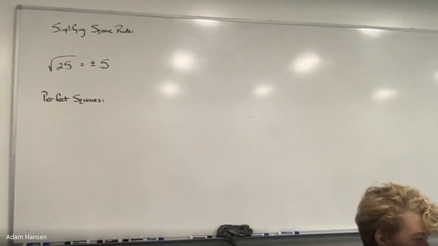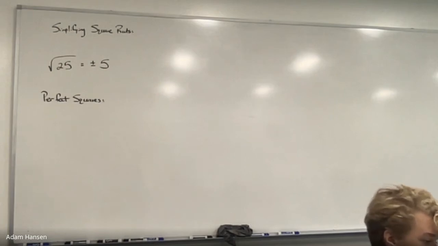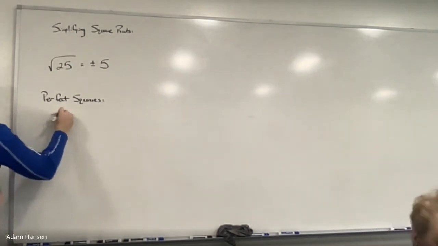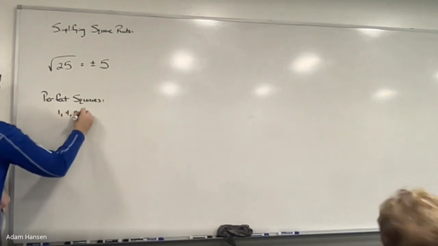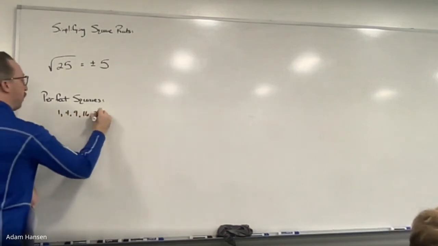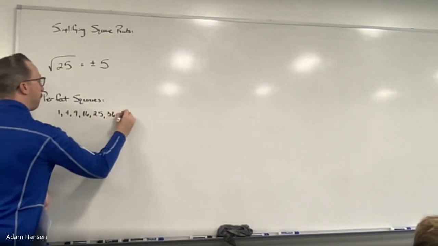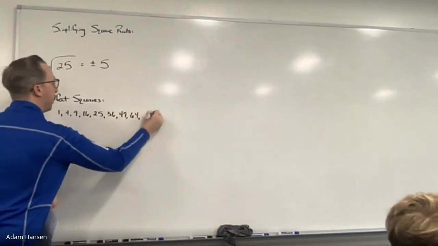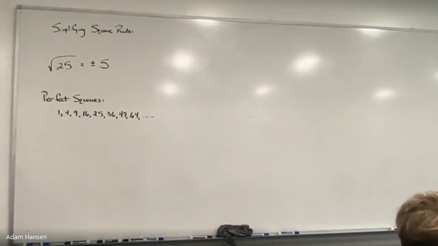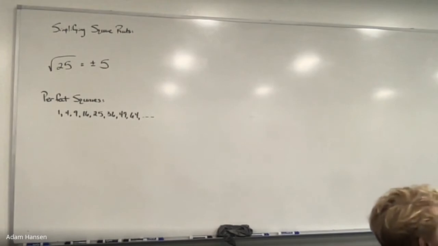Perfect square, multiply a number times itself. For example, what's 1 times 1? 1. 2 times 2? 4, 9, 16, 25, 36, 49, 64. And we can just keep going. That's at least a good start.